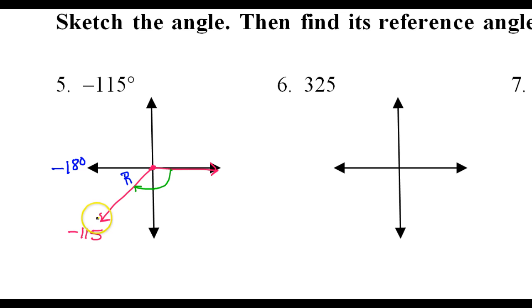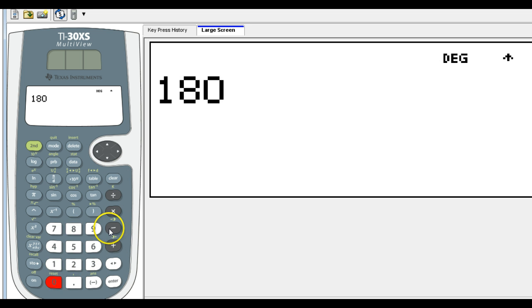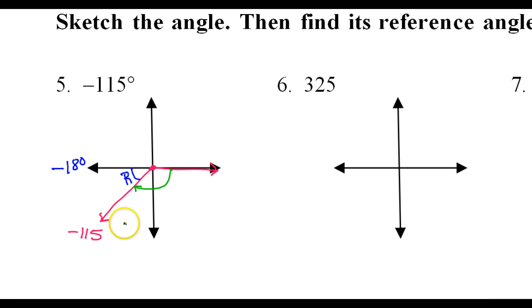See how R is between these two? Subtract these two. Okay? So you don't really have to deal with the signs. You can just do 180 minus 115, and that will give you the reference angle. Alright, that is 65 degrees. Because the reference angle is always positive. Okay, so R is 65 degrees. Okay, next one.